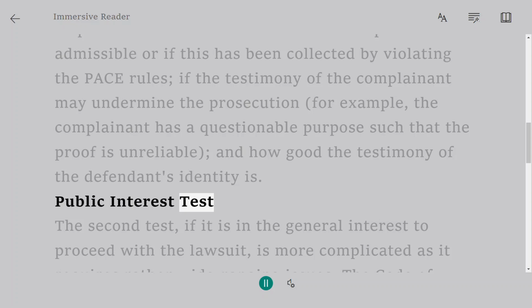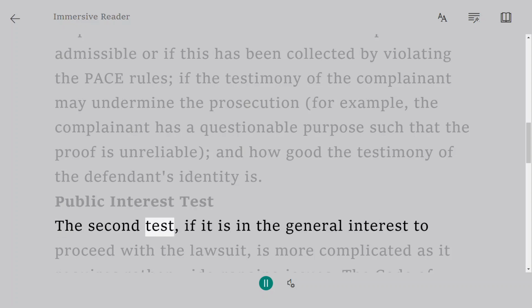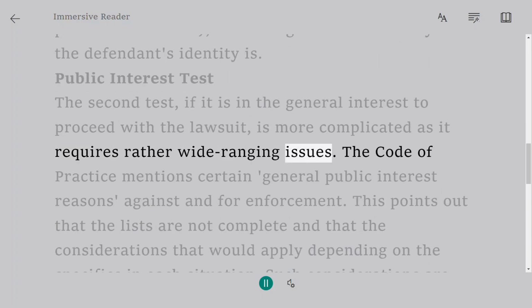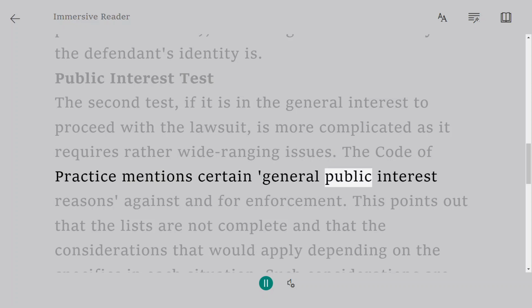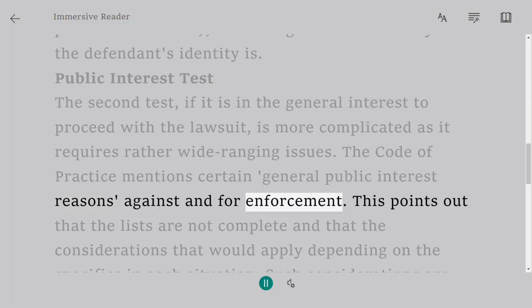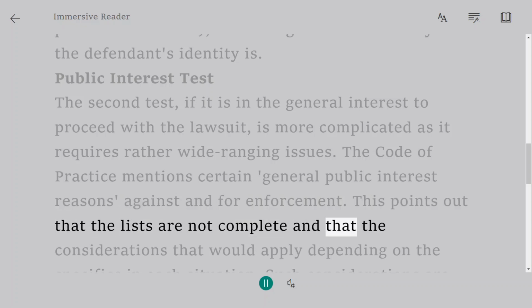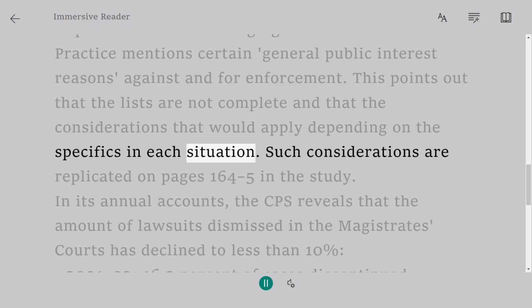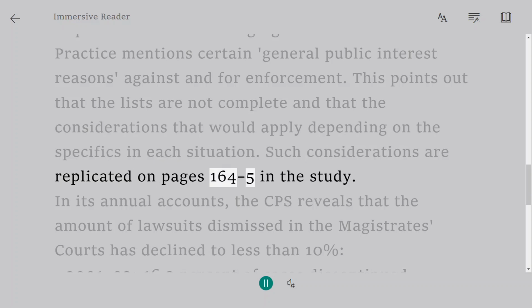Public interest test. The second test, if it is in the general interest to proceed with the lawsuit, is more complicated as it requires rather wide-ranging issues. The Code of Practice mentions certain general public interest reasons against and for enforcement. This points out that the lists are not complete and that the considerations that would apply depend on the specifics in each situation. Such considerations are replicated on pages 164-5 in the study.